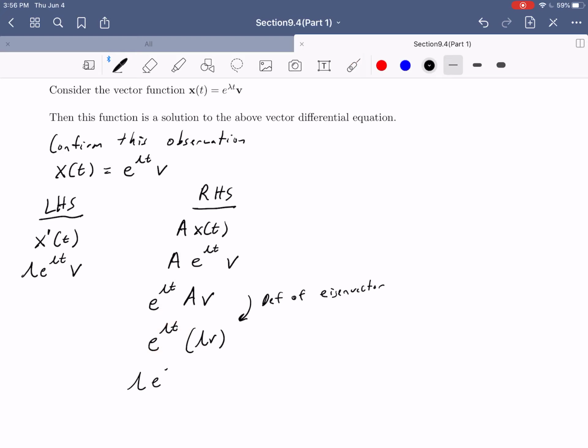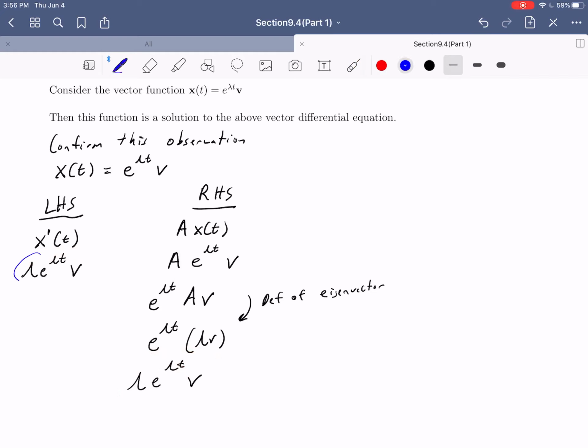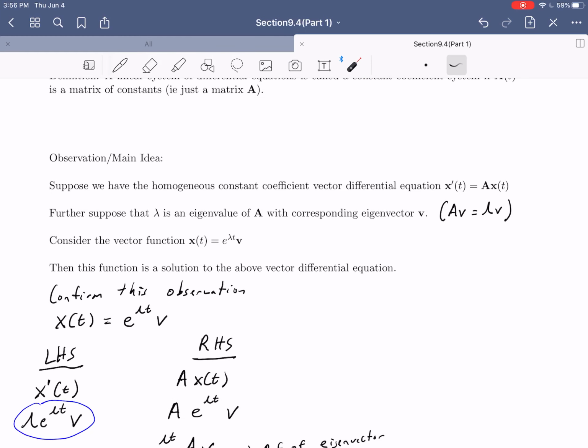So we get lambda e lambda t v. What do we notice here? This guy, absolutely the same. So this right here, this right, oh, that looks terrible. That right there, these guys here, the same. Check. So this shows us that in this situation, where we have an eigenvalue and corresponding eigenvector, we know how to determine at least one solution to the vector differential equation. Now, this obviously is just a first step.